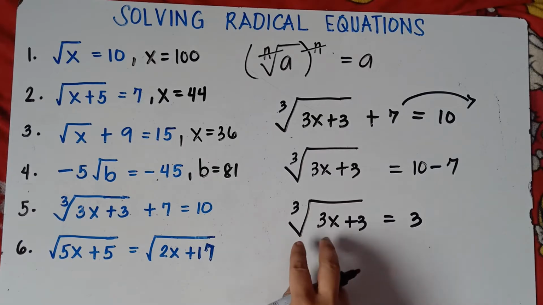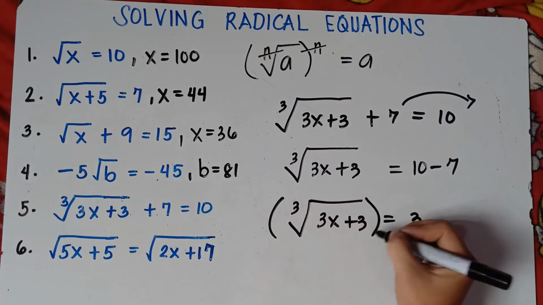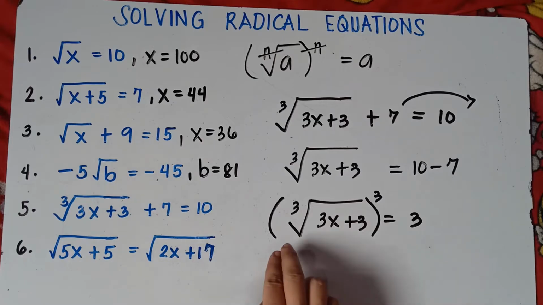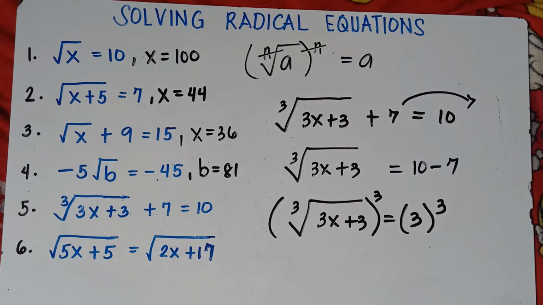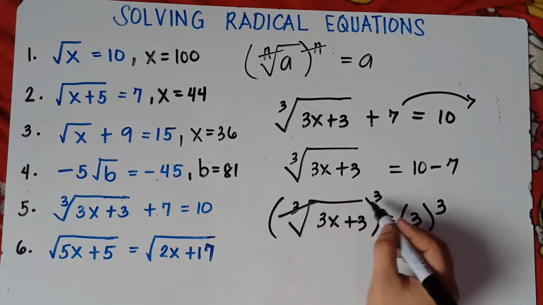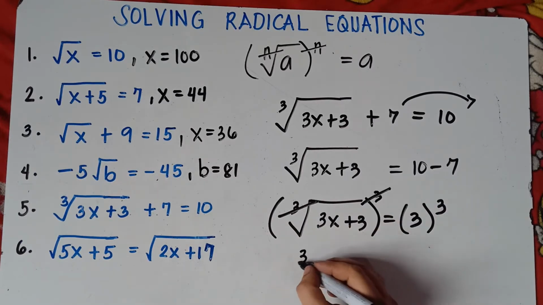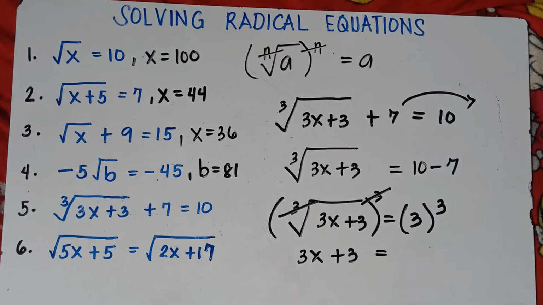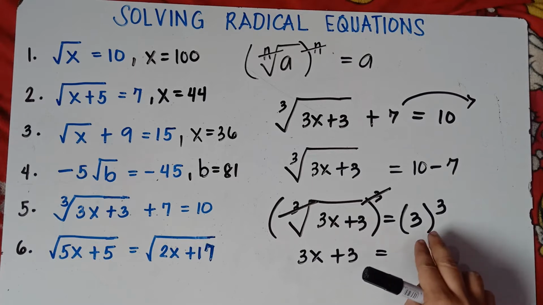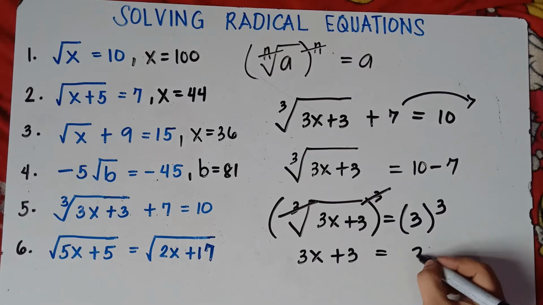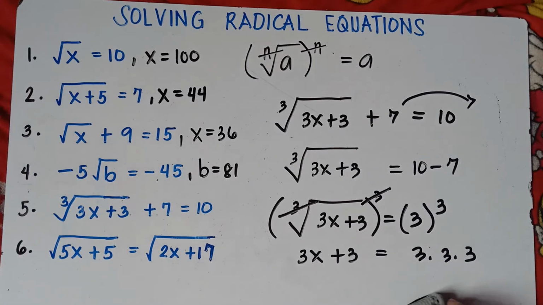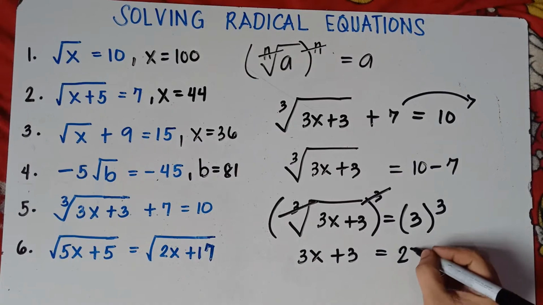So, to eliminate this cube root, we need to cube both sides. It's not square, class. We need to cube both sides. Alright, so multiply it by itself 3 times. Cube both sides, class, because the index there is 3. So, we can cancel this out. And this will be 3x plus 3 equals 3 cubed, class. What do you mean by 3 cubed? That's correct. You multiply 3 by itself 3 times. Once again, it's not 3 times 3. It means 3 times 3 times 3. And 3 times 3 times 3, that is 27. So, this will be 27.